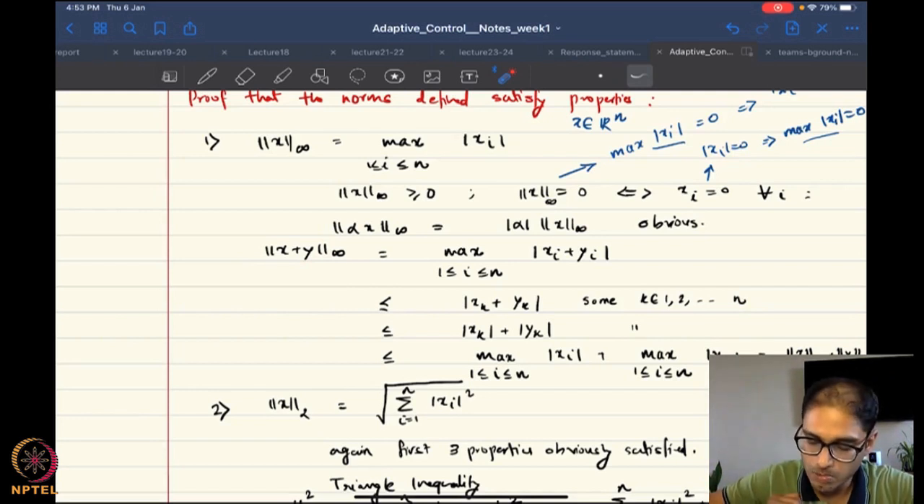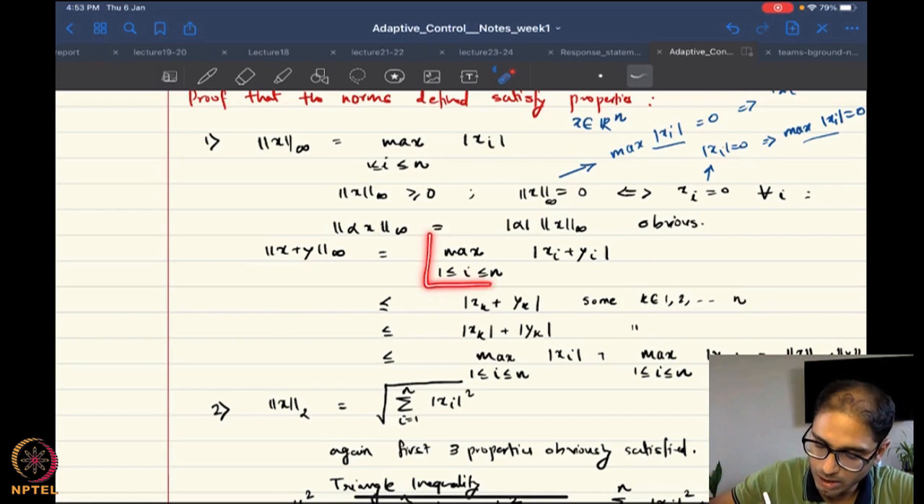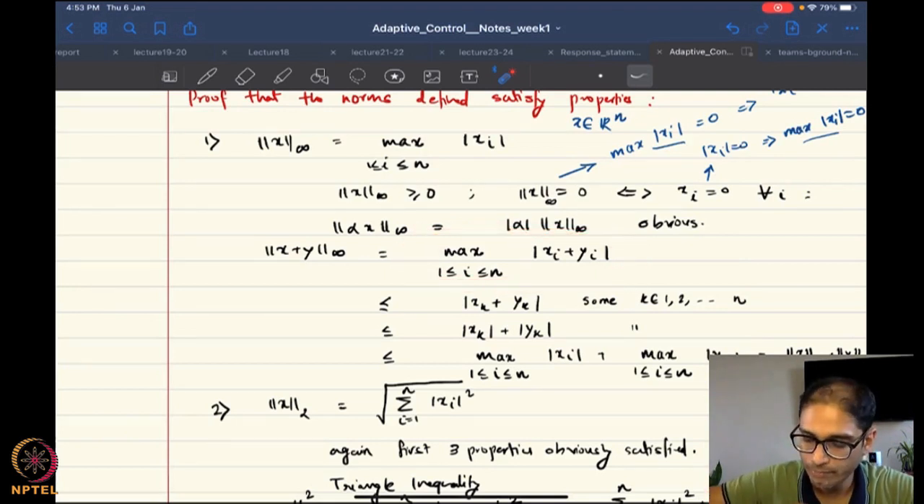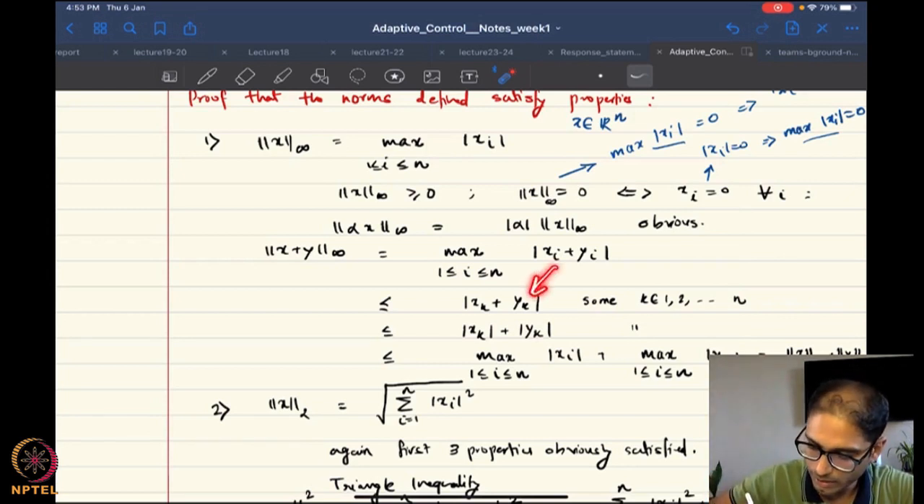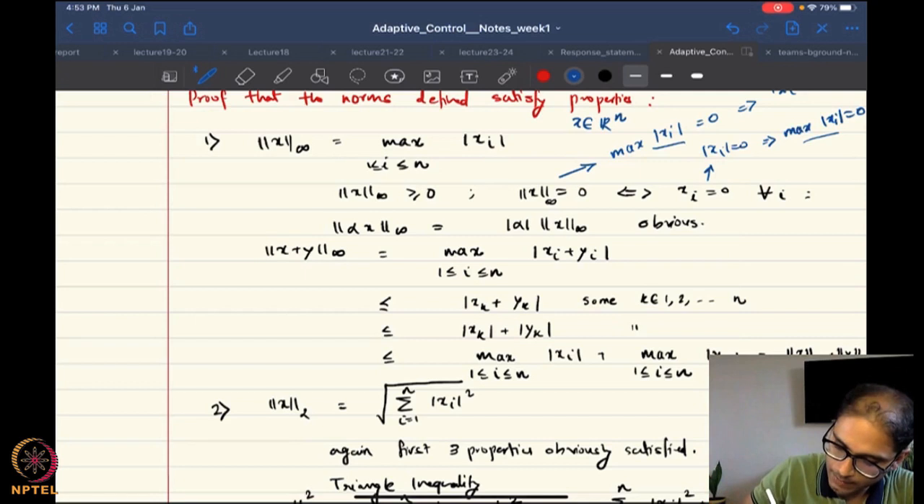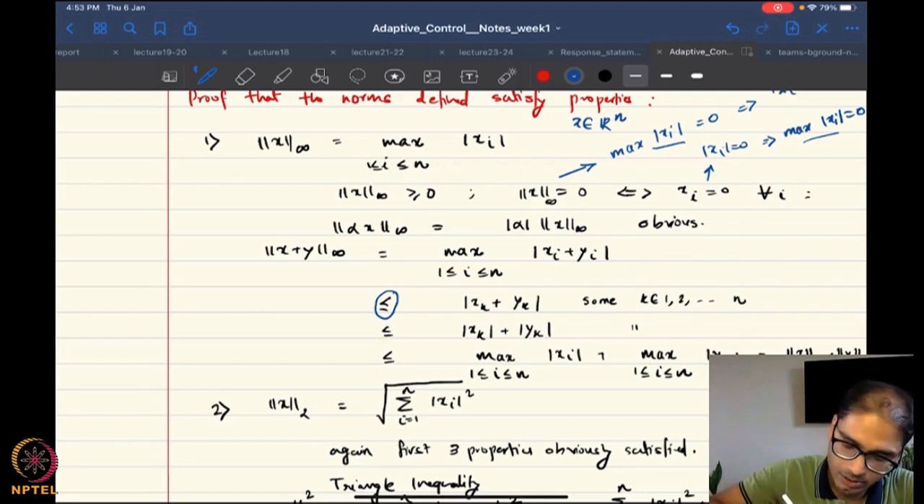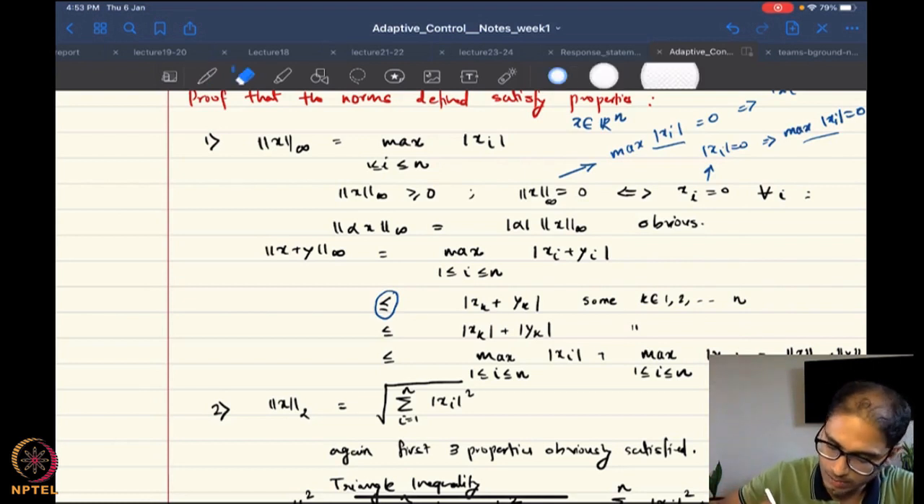All right, now I'm just writing the definition here. The infinity norm of x plus y is simply max over 1 to n of the absolute value of xi plus yi. Okay. Now, it should be obvious to you that since I'm computing the max of xi plus yi, for some k, this is the max, right? So for some k, this is in fact not less than equal to, but you can even say this is exactly equal to. So what I can do is I can simply erase this.